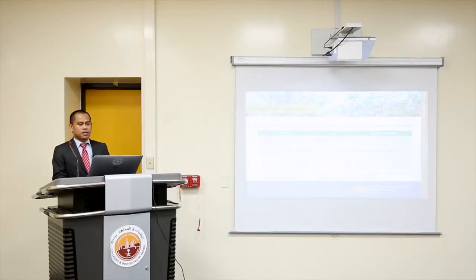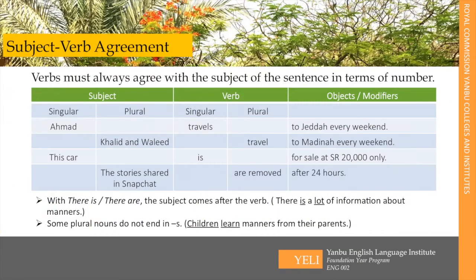For subject-verb agreement, we have a general rule that verbs must always agree with the subject of the sentence in terms of number. So as you can see in the chart here, if the subject is singular, we need a singular verb, which usually ends in S or ES. And if the subject is plural, we need a plural verb, which does not usually end in S or ES. You have examples there. For example, Ahmad travels to Jeddah every weekend, or Khalid and Walid travel to Medina every weekend. So you see the difference there.